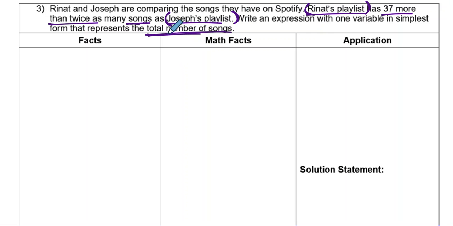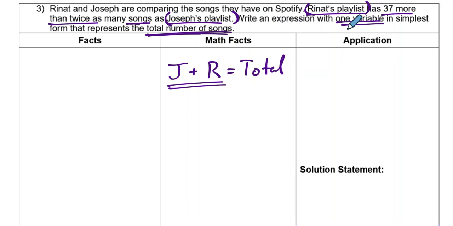Actually, let me just write that because I basically just said it already. Joseph's, I'm going to label that as J, plus Renat's songs adds up to my total. So I'm almost there, actually. This is an equation. I just want to write the expression. So I really am just concerned about this part of it. I'm trying to write an expression with one variable. So that's the big problem here.